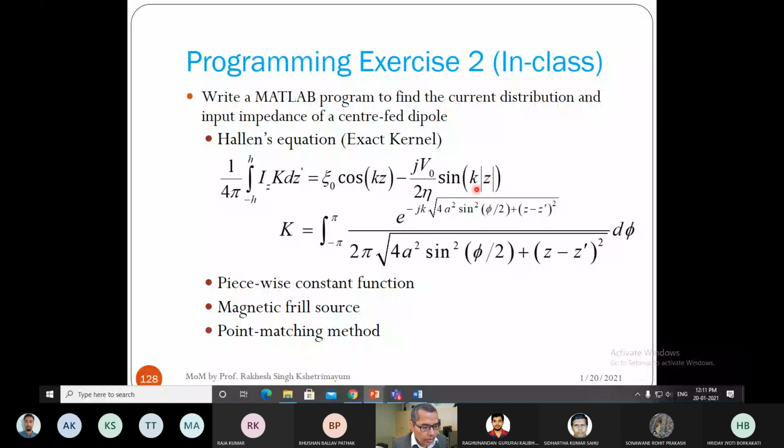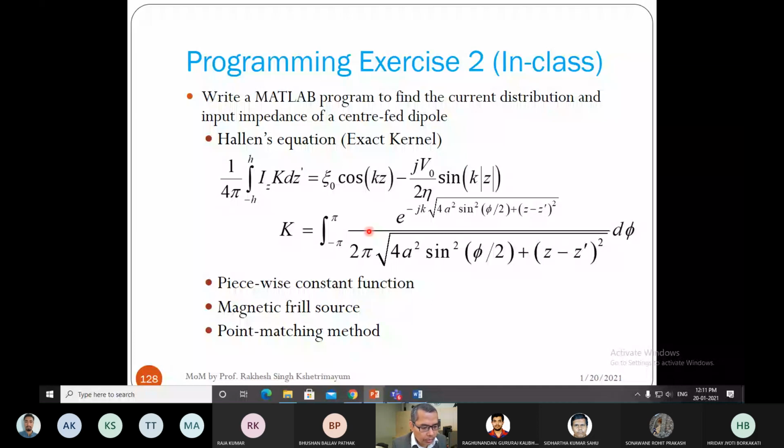So this is the Hallen's integral equation. What you have on the left-hand side is 1 by pi, integral from minus h to h. 2h is the length of the wire dipole antenna. Iz is the current density which you are supposed to find using the MoM. K is the kernel of this integration, and K is represented like this. K is an integration from minus pi to plus pi, and you have an exponential function here and a denominator with this function.